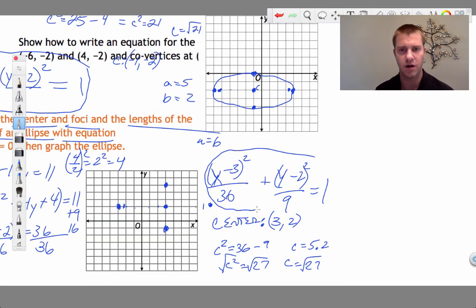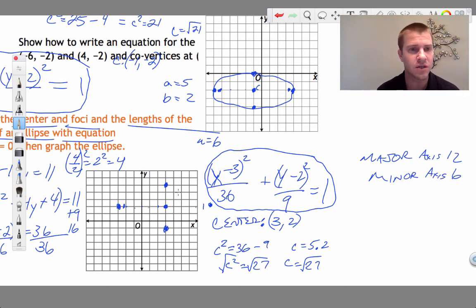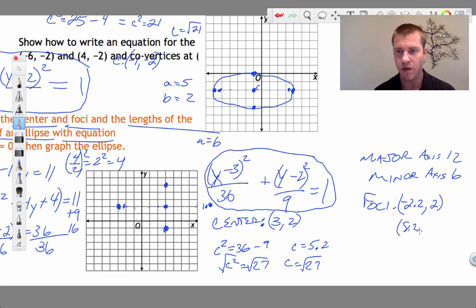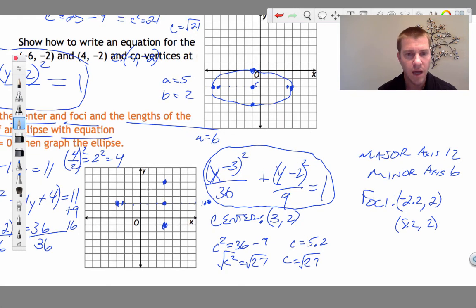So I have my equation here. The length of the major axis is 12. The minor axis is 6. You have your vertices there. I'm not going to list all the points. And the foci. Because this is 5.2 away from the center, I counted it, and that's going to be negative 2.2 for x, and my y is still positive 2. And my other one is 5.2 away in this direction. 1, 2, 3, 4, 5.2. So that's going to be 8.2. And those are the foci. And we can graph it.